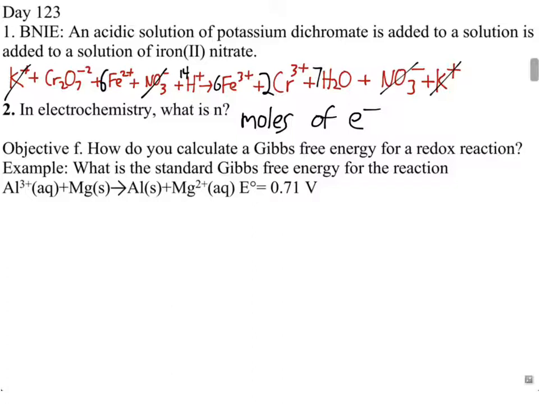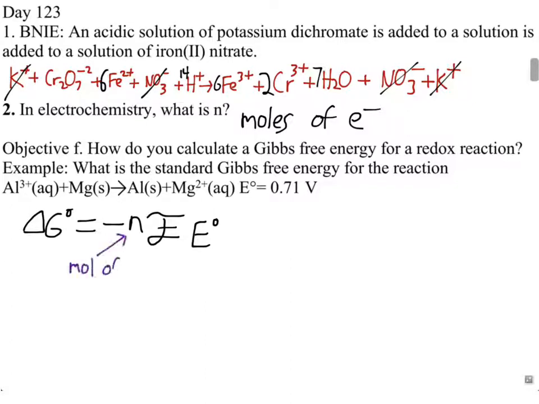So the equation that lets us convert between cell potential, or E, and delta G is delta G standard is negative n times Faraday's constant times the standard cell potential, where n is moles of electrons, and Faraday's constant is on your equation sheet. It's 96,500 coulombs, which is charge per mole of electrons.